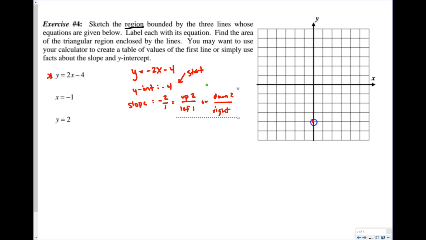I'm going to start at negative 4, because that's my y-intercept, and I'm going to go up 2 and to the left 1. Up 2, left 1, up 2, left 1. I'm doing rise over run, and I'm going up 2. And then I've got to finish this and go down 2 over 1. So I have my line. I'm going to connect it.